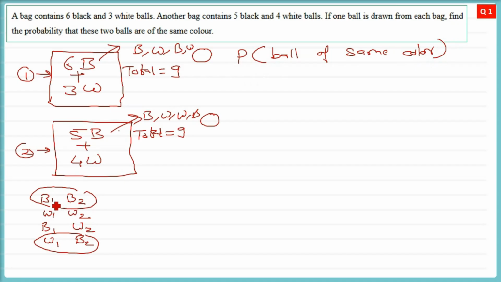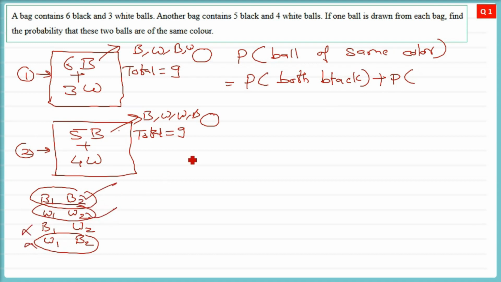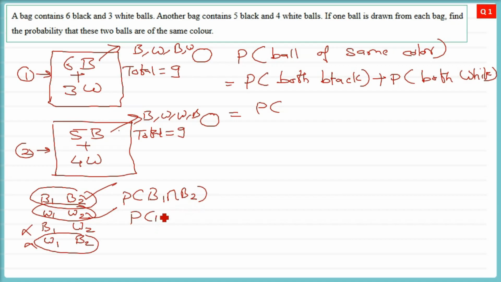So this is how it will be written: probability of both balls are black and probability of both balls are white. Both black, both white are the actual favorable cases here. What does it mean when we write both black? It's basically B1 and B2, and 'and' means intersection. So we'll write probability of B1 intersection B2. These are independent events, so we can write P(B1) multiplied by P(B2).